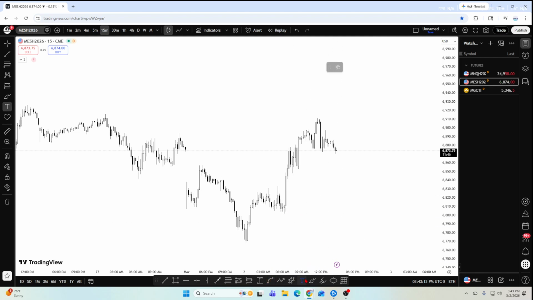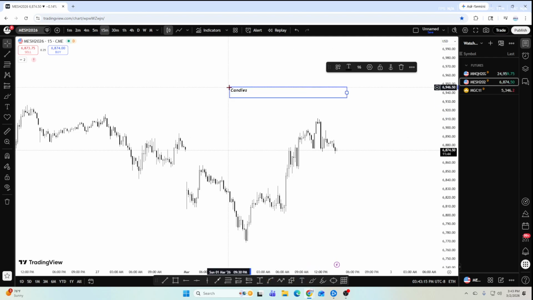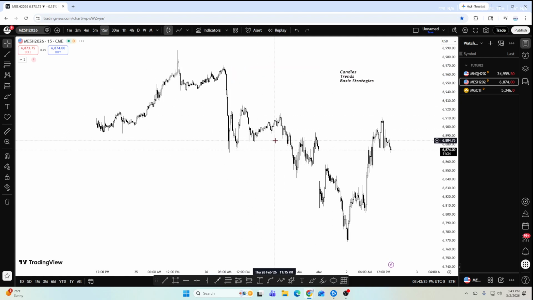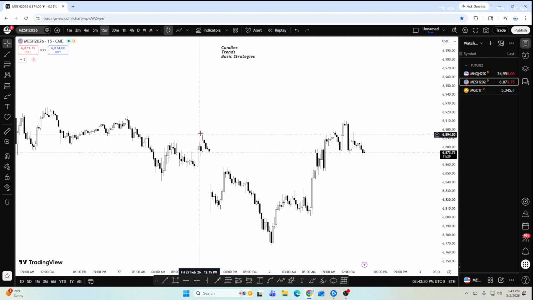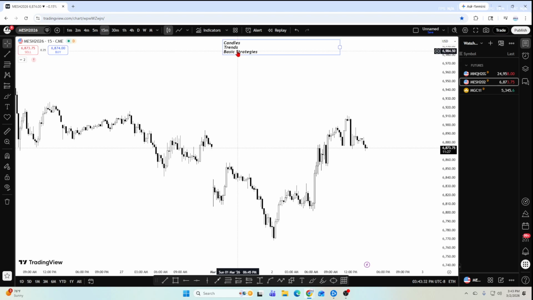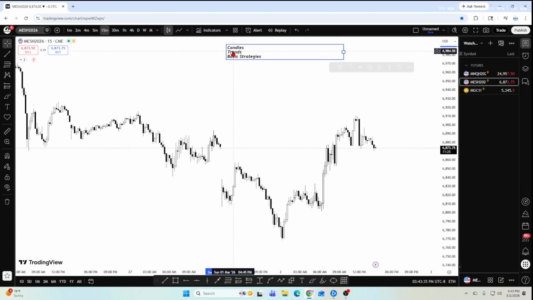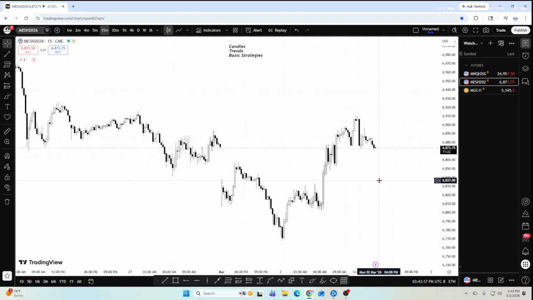Today we're gonna be going over candles, trends, and basic strategies. Nothing too wild today. Basically, all I want to break down is beginner stuff when it comes to trading, right? From today moving forward, we'll be working more on the charts. There will be a couple days where maybe it'll just be a talking video.